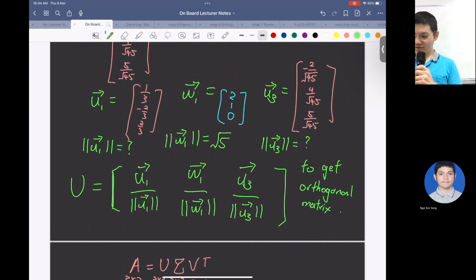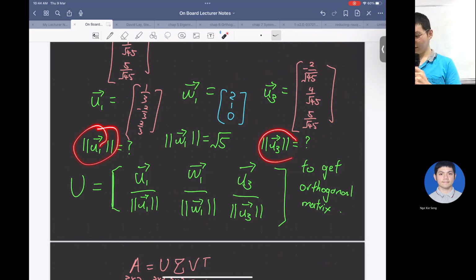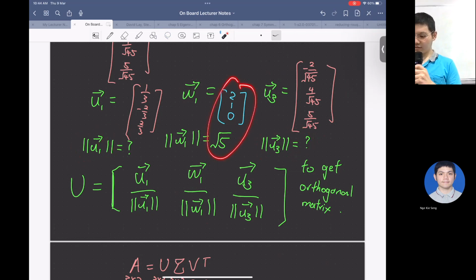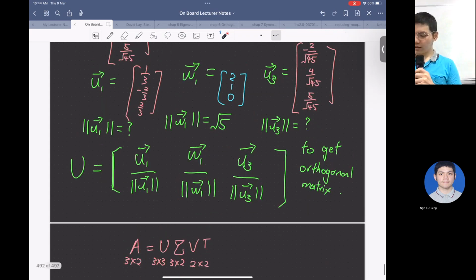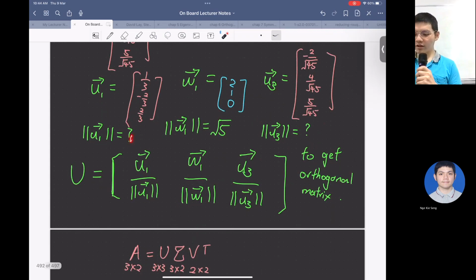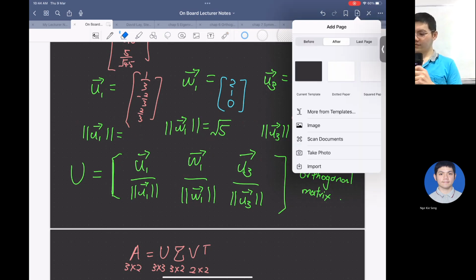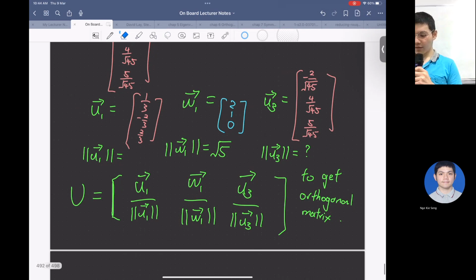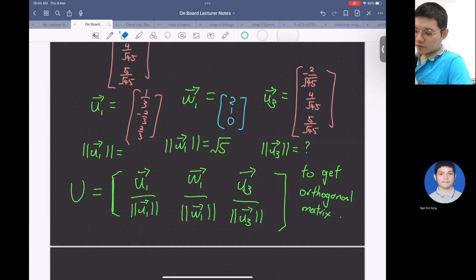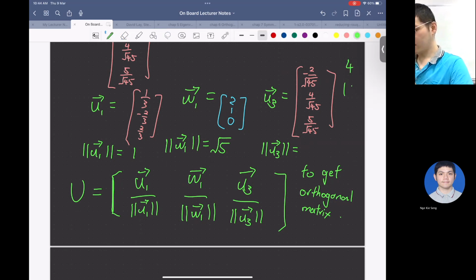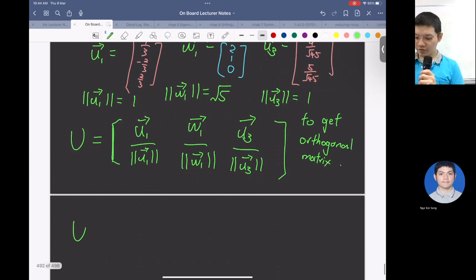So compute the length of U1, the length of U3, and then you take the division. Or maybe can someone quickly compute the length of U1, just in case? 4, 4, 4, 4, 8, 9, 3 by 3, 9. So this one is 1. What is U3? 4, 4, 16, 16, 25, 1, 51, 55 over 55, 1. One, okay, good.